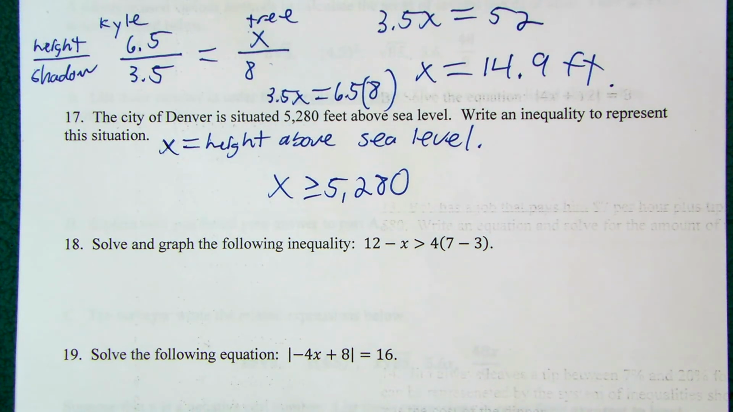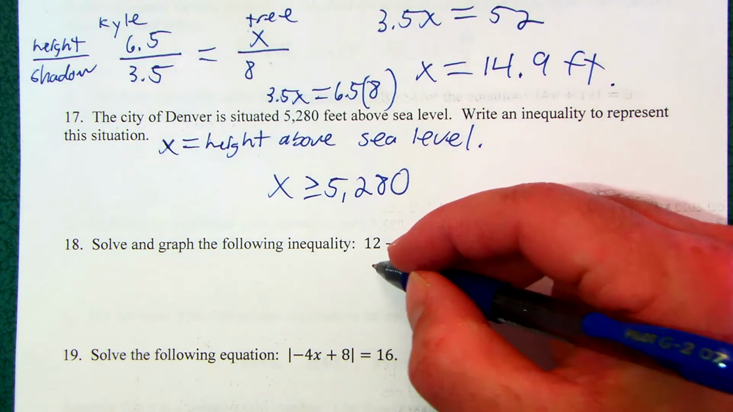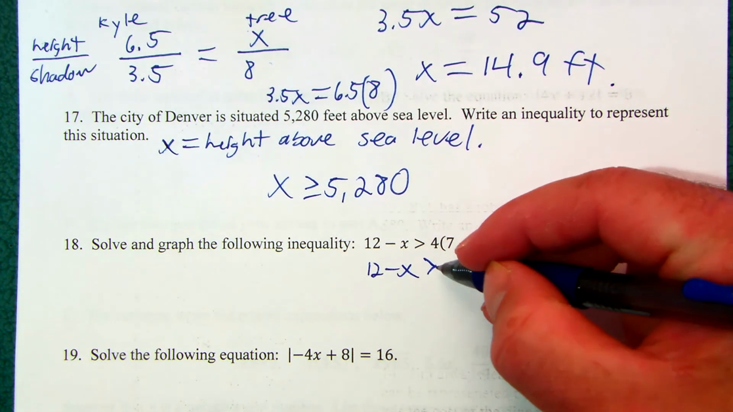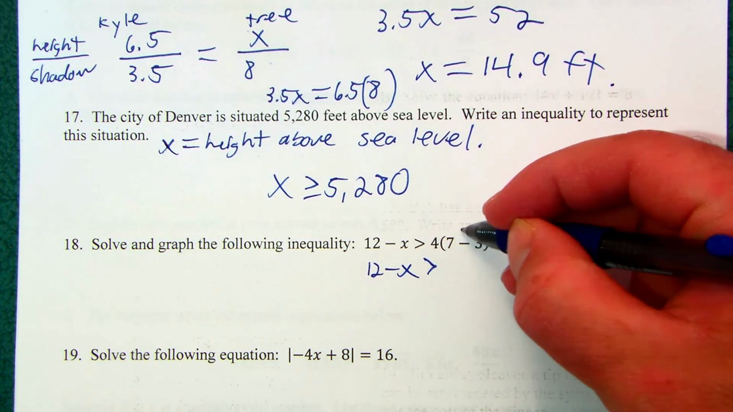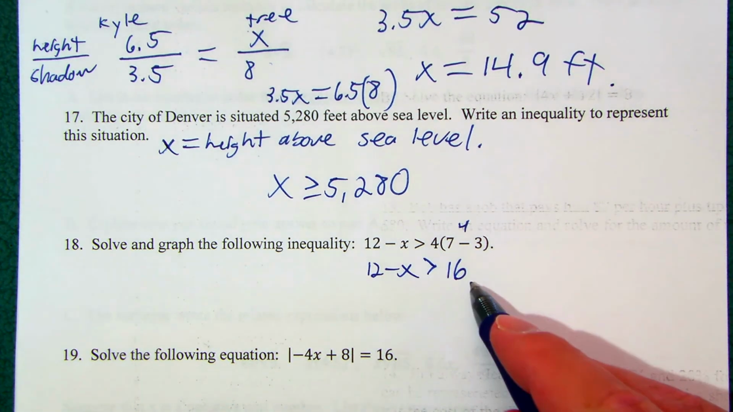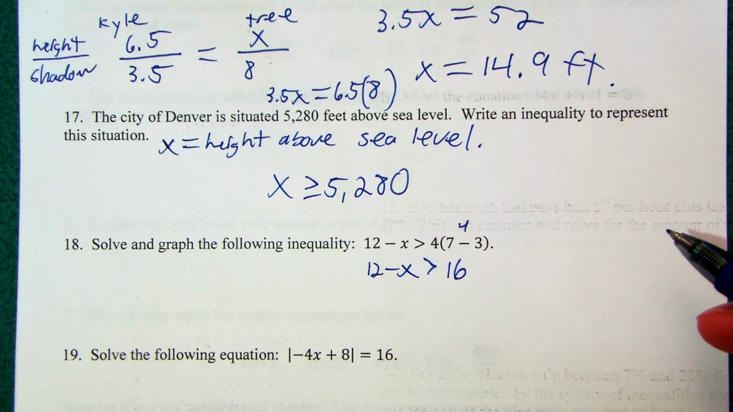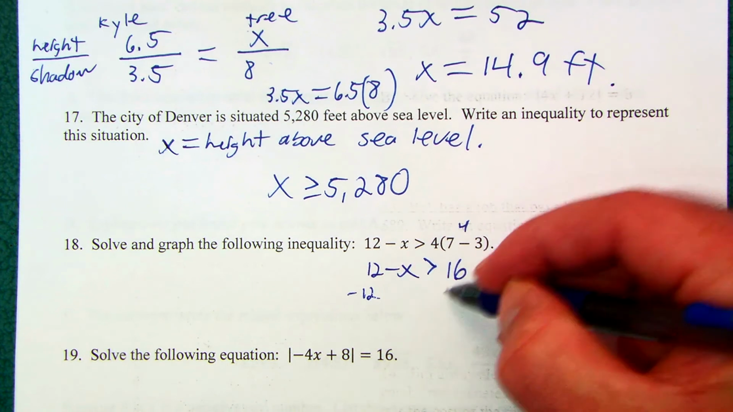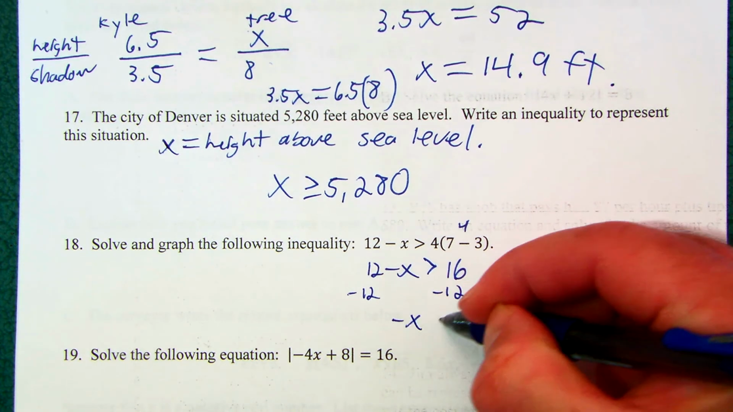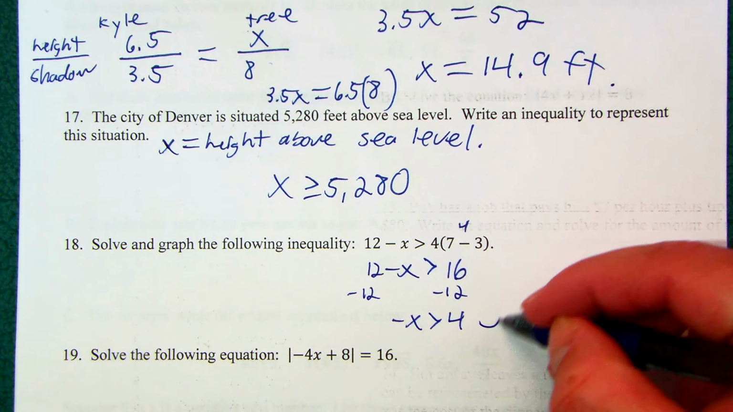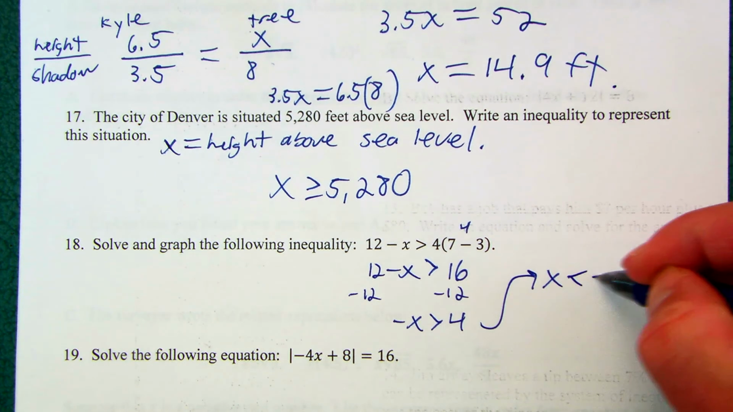All right, so we got to solve this inequality. So we got 12 minus x on the left there. Right here, you have 7 minus 3 is 4. 4 times 4 is 16. Make this easier on yourself and just make that a 16 right away. You can do distributive property too. You'd have 28 minus 12 is 16. So subtract 12 from both sides. I got negative x is greater than 4. So that means x is less than negative 4.